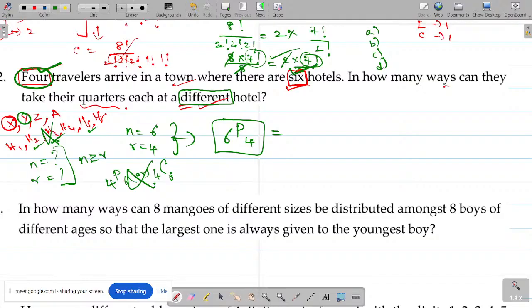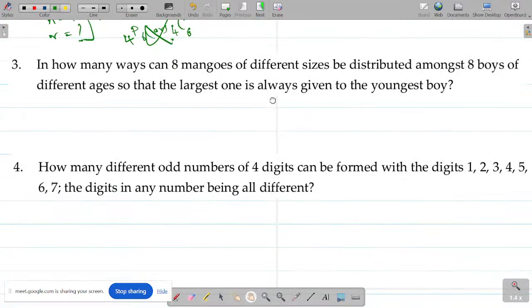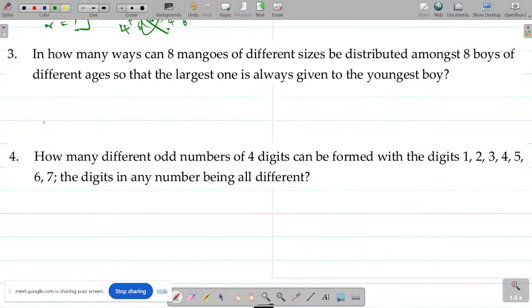Shall I go for the third problem? Okay, third problem. It's a beautiful problem, the mango problem. This happens in everybody's house, right? In how many ways can 8 mangoes of different sizes be distributed amongst 8 boys of different ages? I want to highlight the 2 words here. Same word, different. This different is meant for the shapes or size of the mangoes. And this different is meant for the 8 boys of different ages.